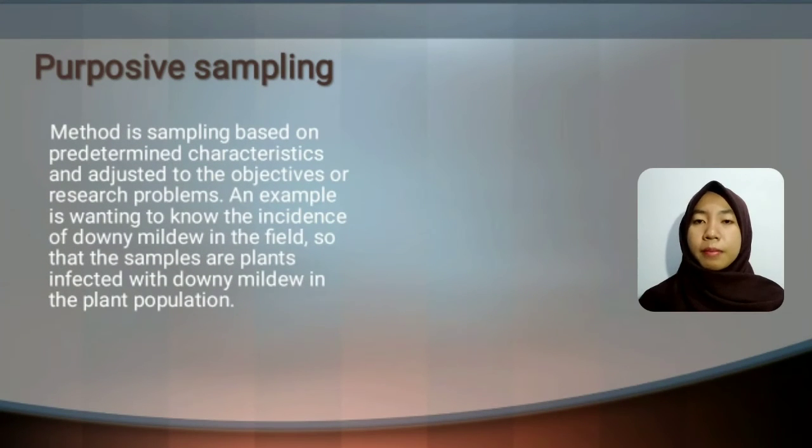Purposive sampling method is sampling based on predetermined characteristics and adjusted to the objective or research problem. An example is wanting to know the incidence of downy mildew in the field, so that the samples are plants infected with downy mildew in the plant population.